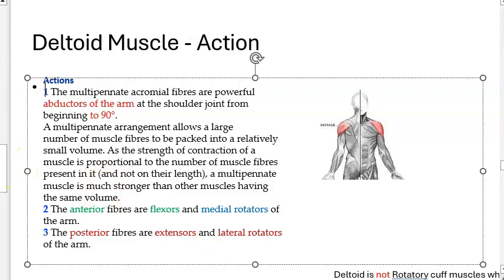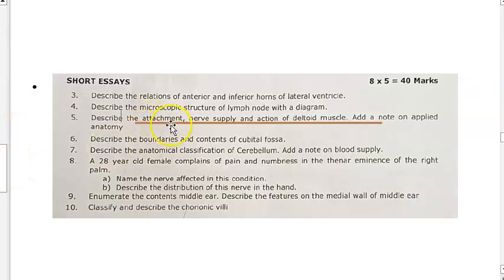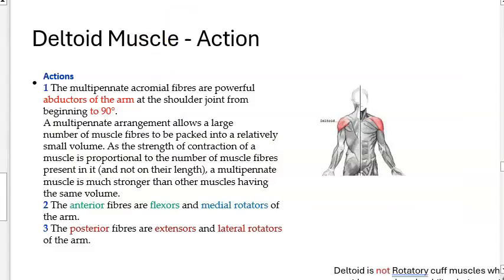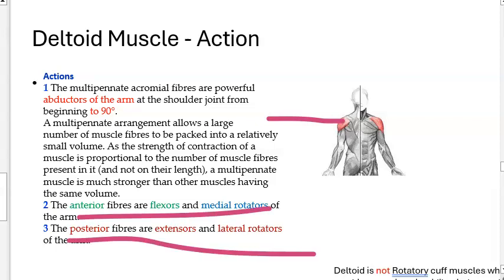Next, what else have they asked? Go back to the question. Attachment done. Origin, insertion done. Nerve supply done. Axillary nerve, C5, C6, spinal, cervical. Action of deltoid muscle done. What are the actions? You just now saw. Abduction of the arm, very good, then up to 90 degrees. And because of the anterior fibers, you have flexion and medial rotation. Because of the posterior fibers, you have extension and lateral rotation.